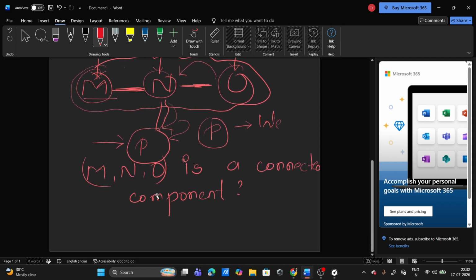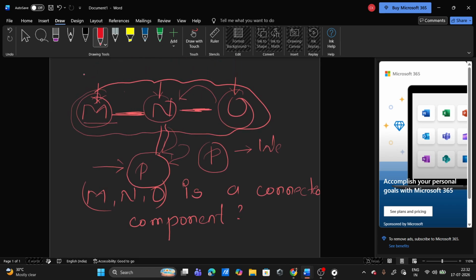All right. So, and then it will form a connected component. So this entire component is connected because you can reach every vertex from a particular vertex. Okay, so we cannot miss out P from this connected component. Now I'll define what a connected component is and you will be able to understand the definition better now.